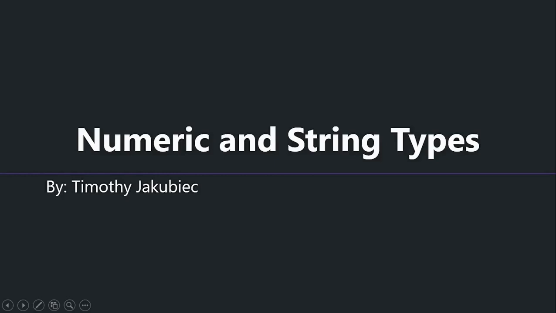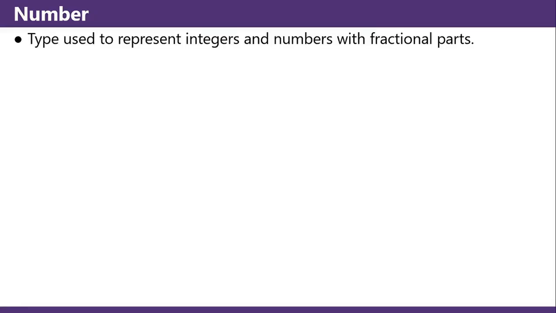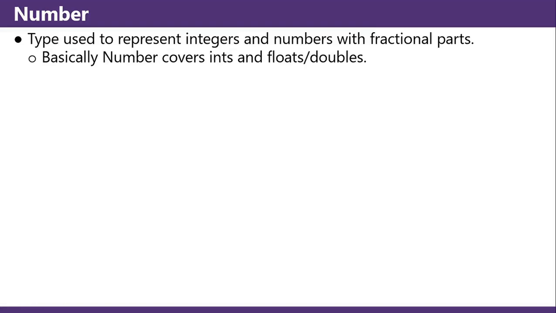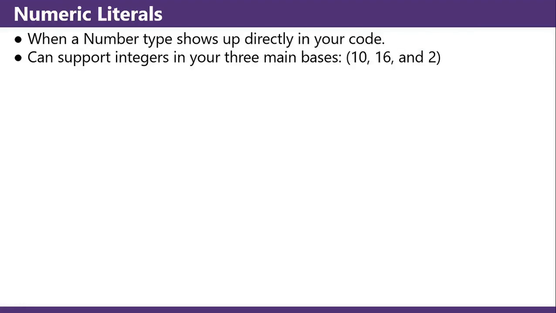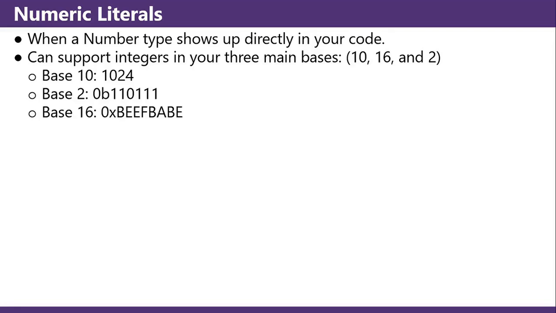Numeric and string types in JavaScript. A number is the type used to represent integers and numbers with fractional parts. Basically, number covers ints and floats or doubles. Numeric literals, when a number shows up directly in your code, can support integers in your three main bases: 10, 16, and 2. If you want to learn more about number bases, I'll have a video linked in the description. Base 10: 1024. Base 2: 0b11011. Base 16: 0xbeefbabe.